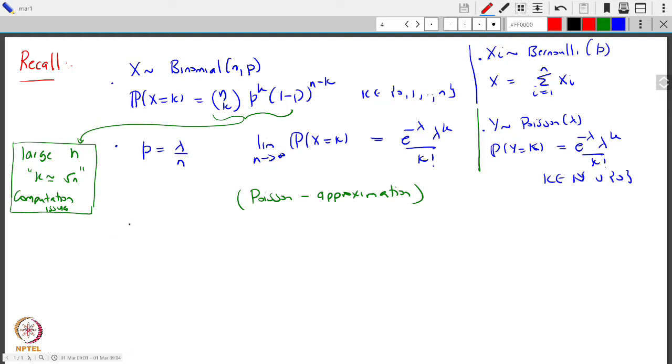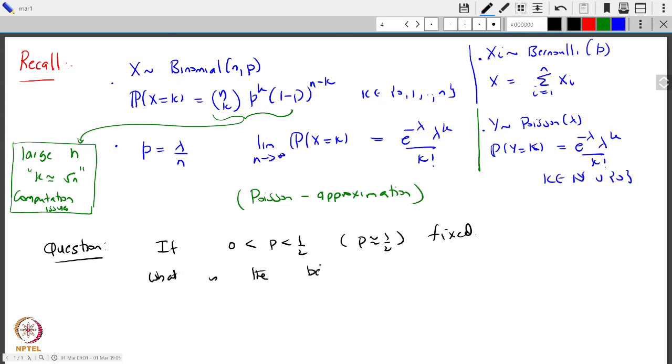So today I want to do a different approximation. Let me pose the question I want to understand today. What if I fix a p which is not at the boundary? Think of it as p being close to a half, and it's fixed. What is the behavior of X as n gets larger?